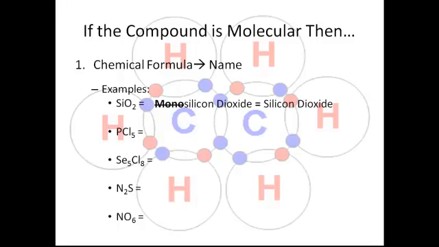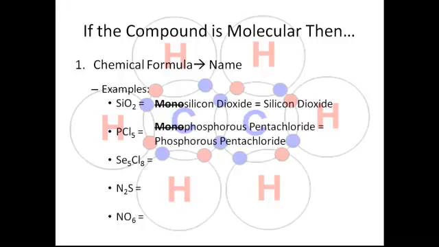P and Cl, I've got phosphorus and chlorine. I would say monophosphorus pentachloride, but I can drop the mono since it's at the beginning and just say phosphorus pentachloride. You can check out the ending there, just like in ionic, it's not chlorine, it's chloride. It's a little name changer at the end.